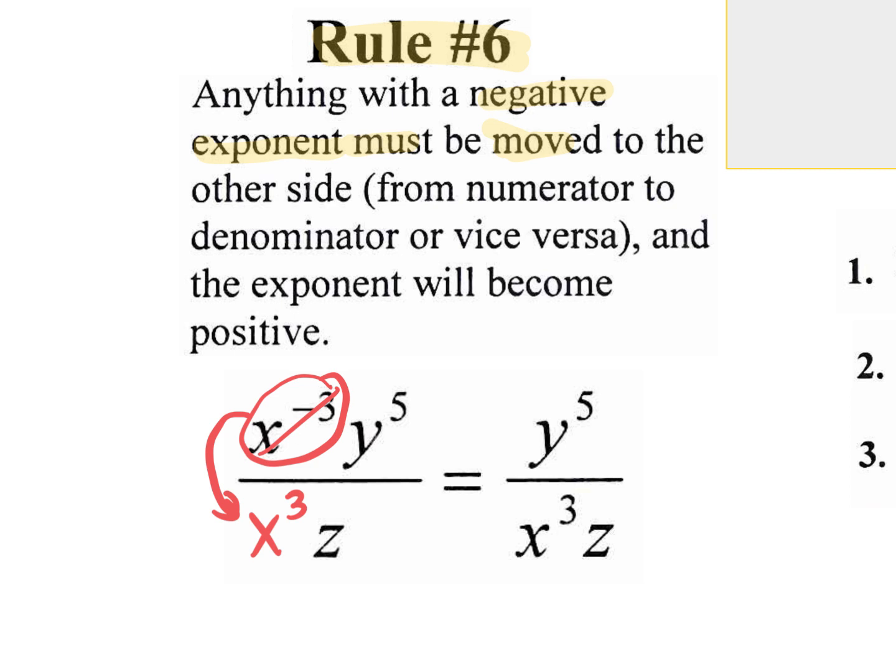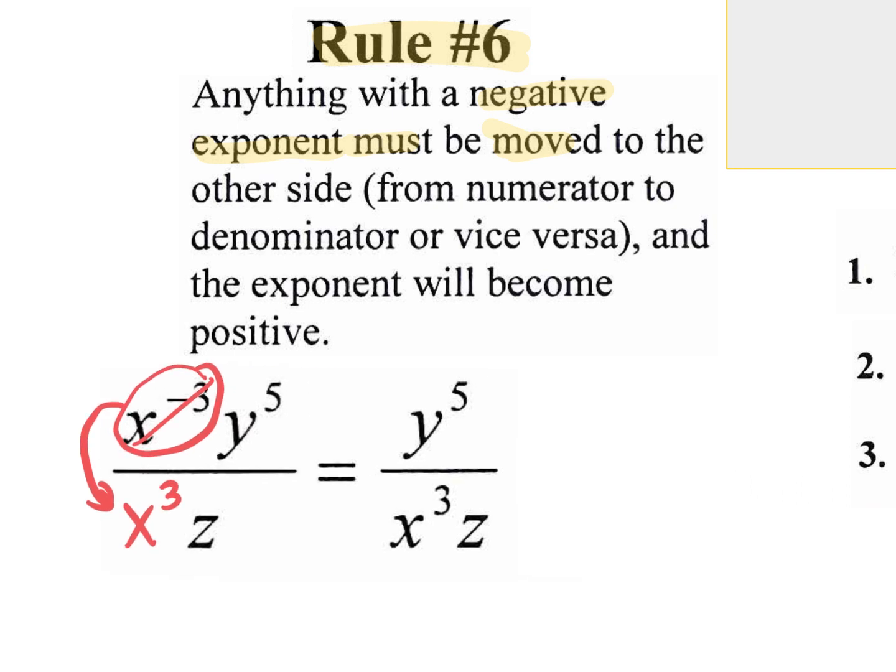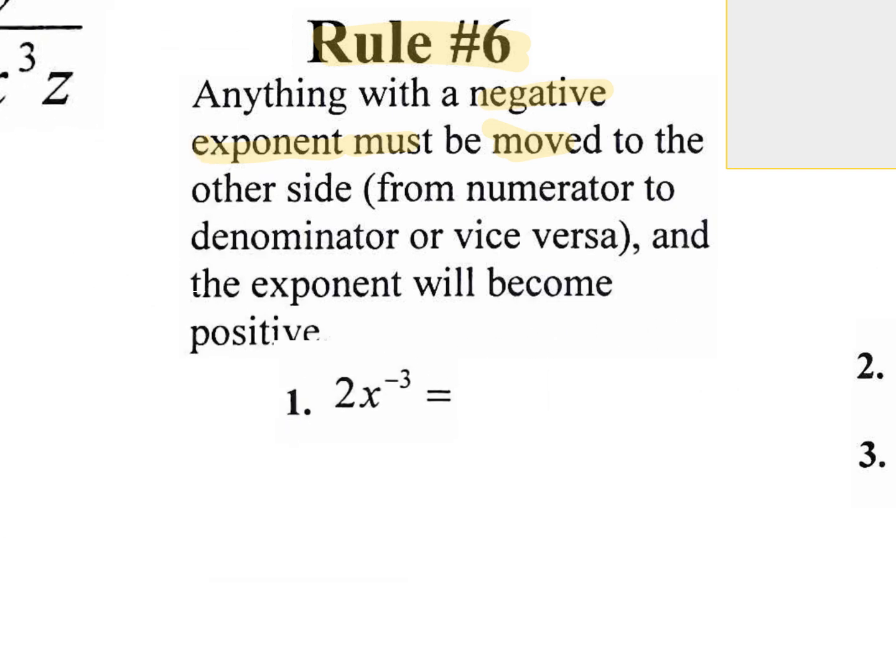Let's take a look at some more examples here. This one might be a little tricky, kind of like the 2x to the 0. 2x to the 0, the answer is not 1, it's actually 2. Right here, you want to grab what has a negative exponent. What's the only thing that has a negative exponent? The x is the only thing that has a negative exponent. The 2 actually has a positive 1 up there. So the only thing that you move is the item with the negative exponent.